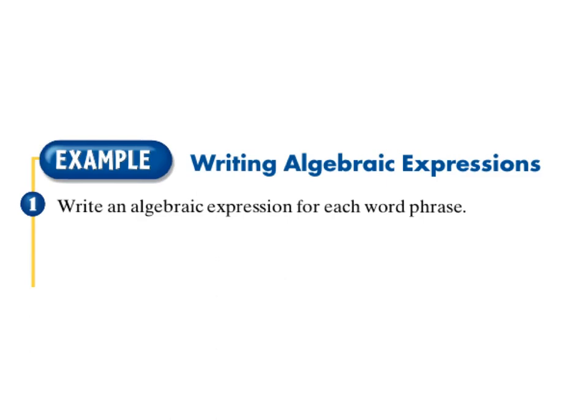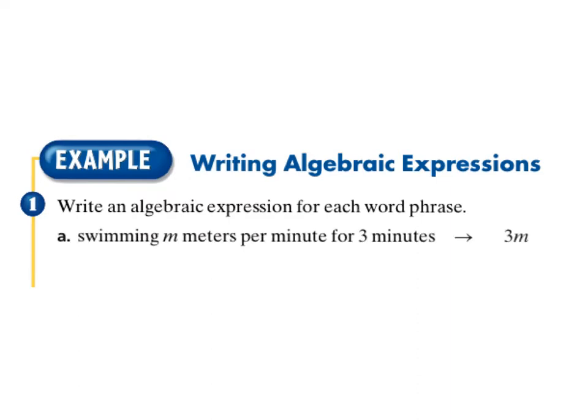So let's look at an example of writing algebraic expressions. Say we want to write an algebraic expression for each word phrase. So for A, swimming m meters per minute for 3 minutes. Well, we know when we see per most of the time that means multiplication. So 3 minutes times m meters, or 3m.